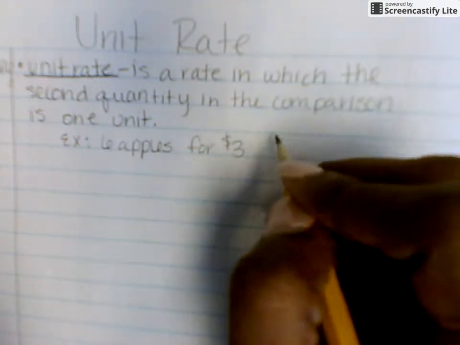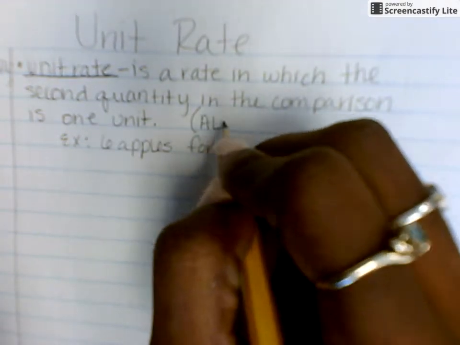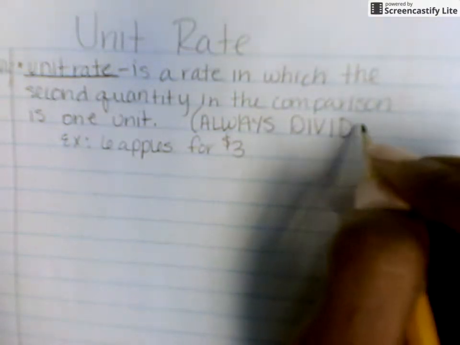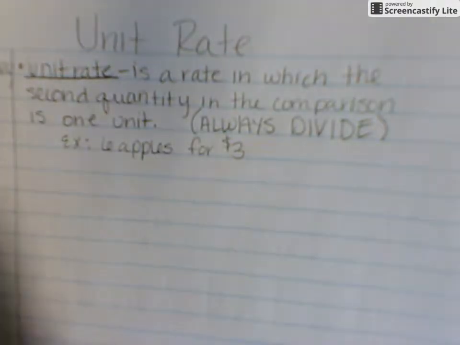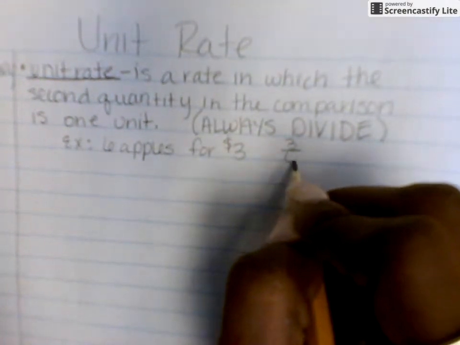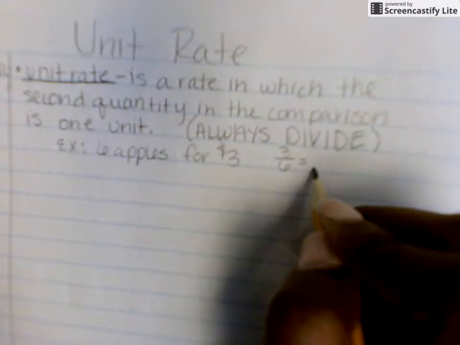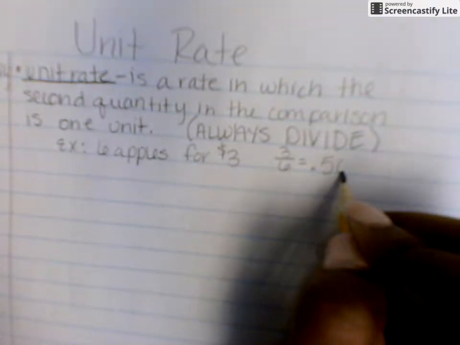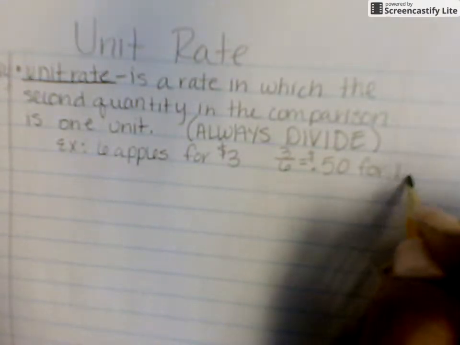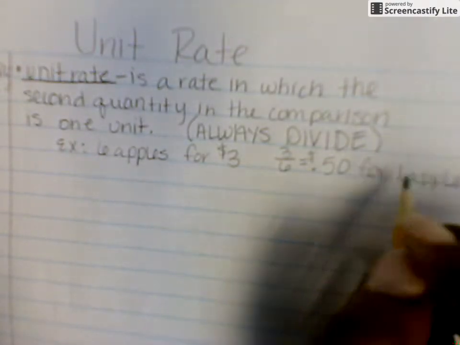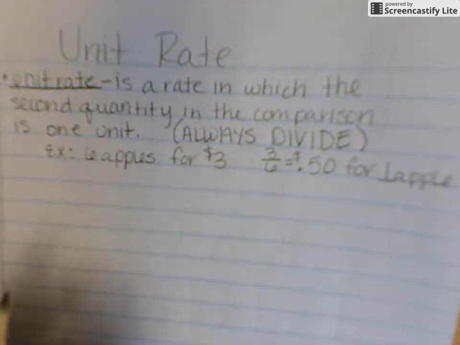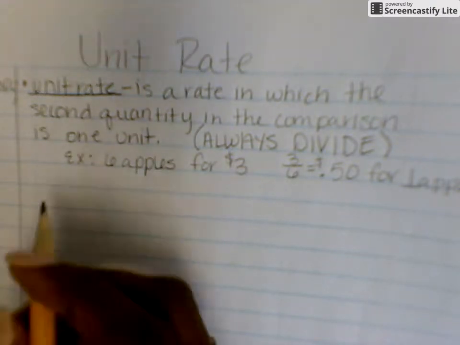So you always divide with unit rate. You always divide. It's still proportional, but you will always divide. So you will do 3 divided by 6, which equals 0.5. And if this is money, that means it's 50 cents for 1 apple. So unit rate will always give you the amount for 1, a unit of 1. Okay? That's it for vocab.